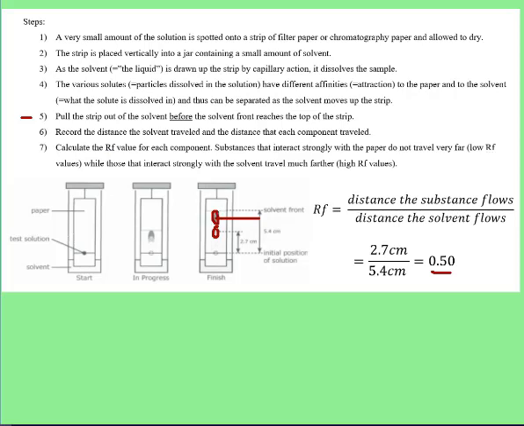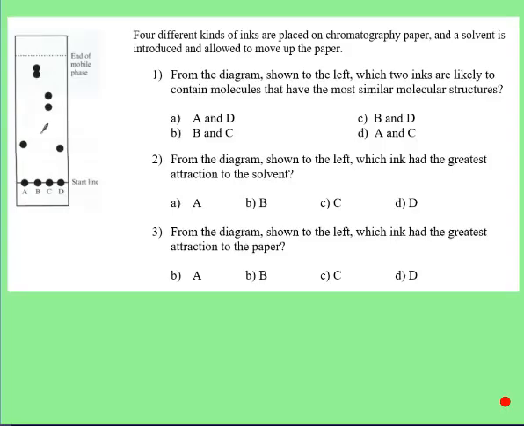I would only need to calculate RF values if I had a multitude of samples I was trying to separate, and I did them on separate chromatography papers. If I do them all on the same chromatography paper, like this example, then I don't need to calculate the RF factor because they all have the same mobile phase end point. So go ahead and pause the video and try these 3 questions on your own. Restart when you have an answer.